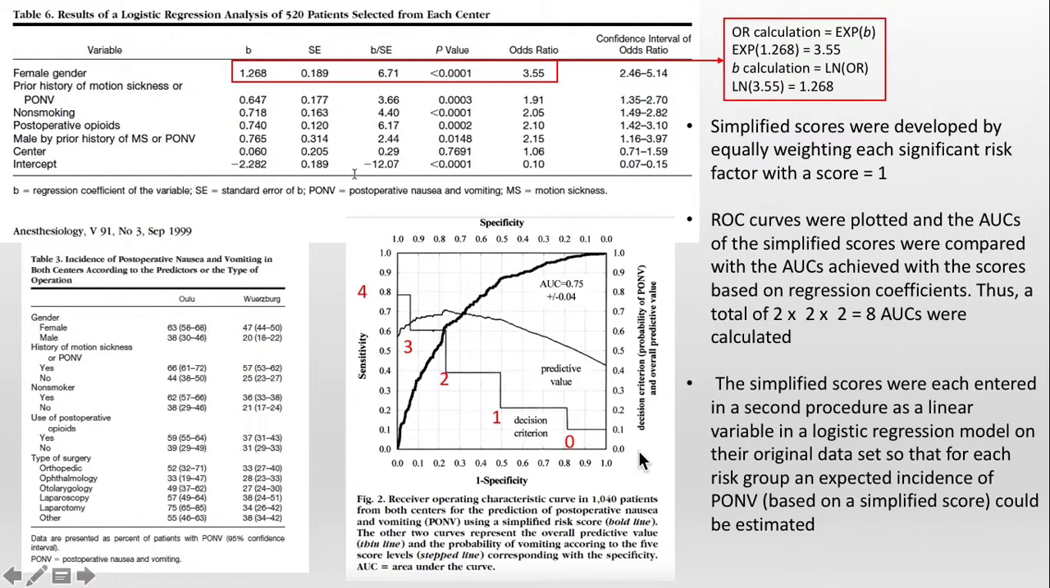But to make this a little bit easier, they came up with the ability to go with just a single score of 1. They had this decision criterion where they use different cutoffs, and this is the overall AUC with all 4 of these. So this is if they had 0 risk factors, 1, 2, 3, and 4 risk factors. If they have four of these risk factors, they had about an 80% risk of postoperative nausea and vomiting. And overall, this model had a good classification of about 0.75. So 75% of the time, they got it right.